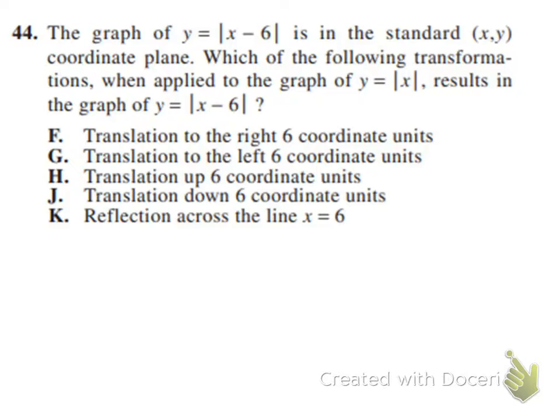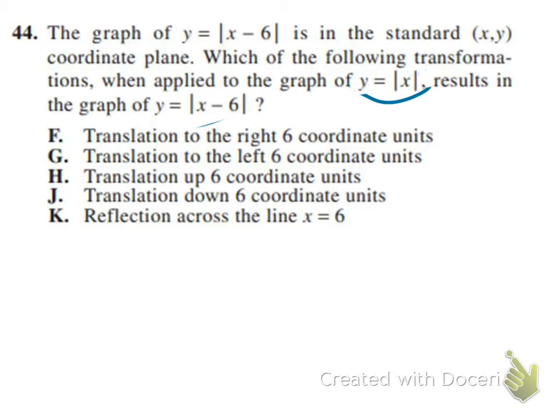All right. The graph of y equals absolute value of x minus 6 in the standard coordinate plane: which of the following transformations, when applied to the graph of y equals absolute value of x, results in the graph of y equals the absolute value of x minus 6? So what they're asking you to do is, does this move it right, does it move it left, does it move it up, or does it move it down? Okay. Now, there's a long way to do this. You could plug these two functions into your graphing calculator and see what happens. That takes a minute. I want to show you a quick way.